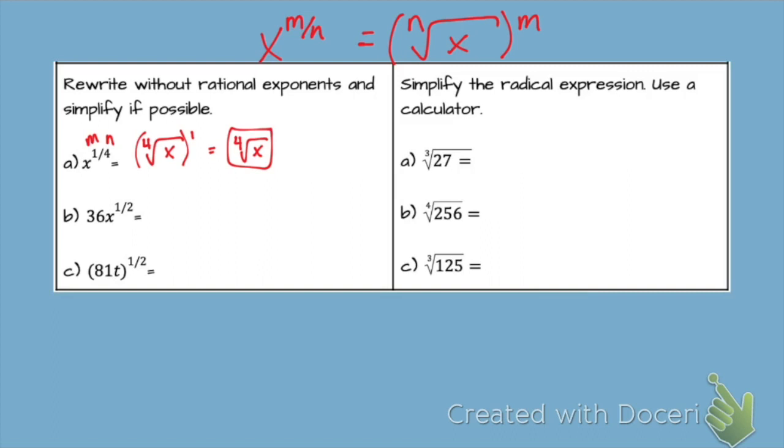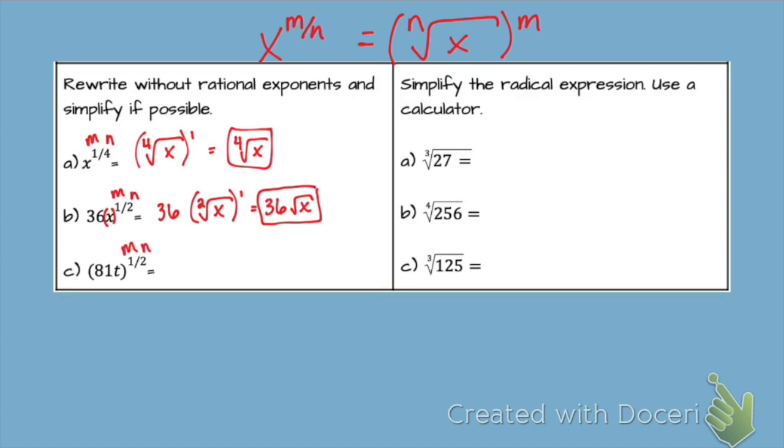For example B, it's important to notice that the 1/2 exponent is only on the x. So I'm just going to put that in parentheses so you see that the 1/2 is for the x. So the 36 is not going to be in our radical. I'm just going to put the 36 out front and then write our x in radical form. So my n was 2 and my m was 1. Just like in example A, we don't need to write the 1 here. We don't need the exponent of 1. And then anytime our radical has an index of 2, we actually don't need to write that either. So we can just write this as 36 square root of x.